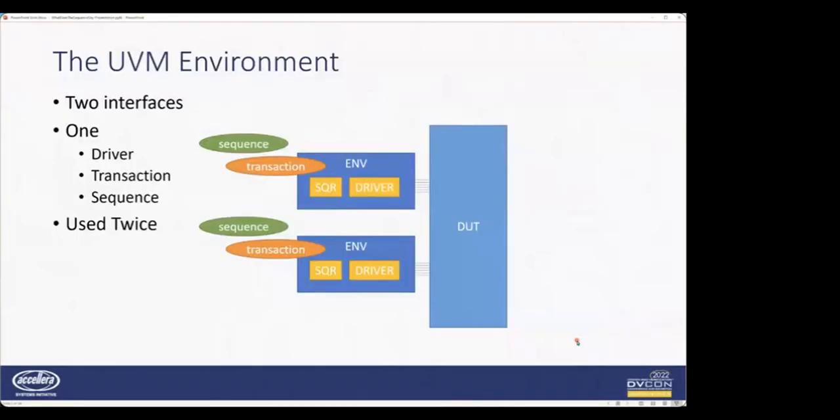We're going to talk today about a UVM environment, and then we're going to extend it. We're going to do things to it, basically with polymorphism in the UVM. So our simple example is two interfaces. There's a driver, a transaction, and a sequence, and they're used twice in two different environments.